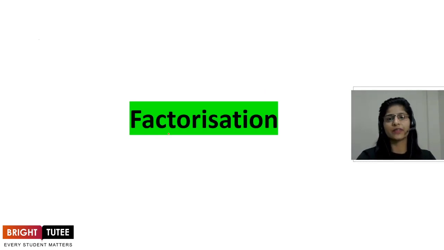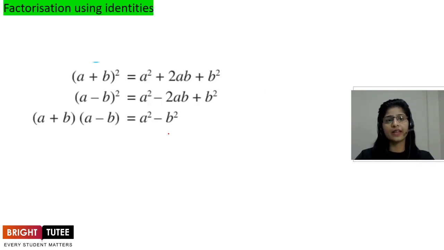So the first topic that we are going to do today is factorization using identities. We have already done these three identities, if you remember. (a + b) whole square is a square plus 2ab plus b square, (a - b) whole square is a square minus 2ab plus b square, and (a + b) into (a - b) is a square minus b square.